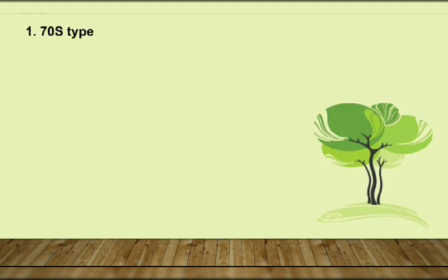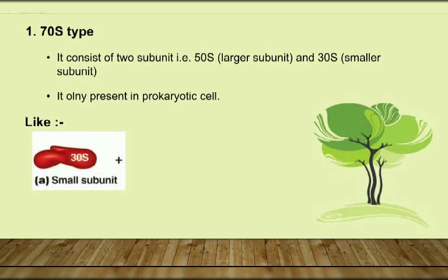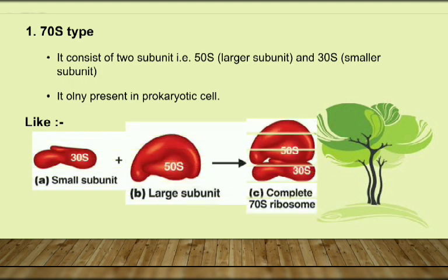Both the 70S and 80S types are made up of two subunits: number one is the larger subunit and number two is the smaller subunit. The 70S type consists of two subunits, 50S and 30S. 50S is the larger subunit and 30S is the smaller subunit. So 50 plus 30 combine to form 80, but here 10S is lost as waste. It is present in prokaryotic cells only, and also in mitochondria and chloroplast. The smaller 30S unit combines with the larger unit to form the 70S ribosome.